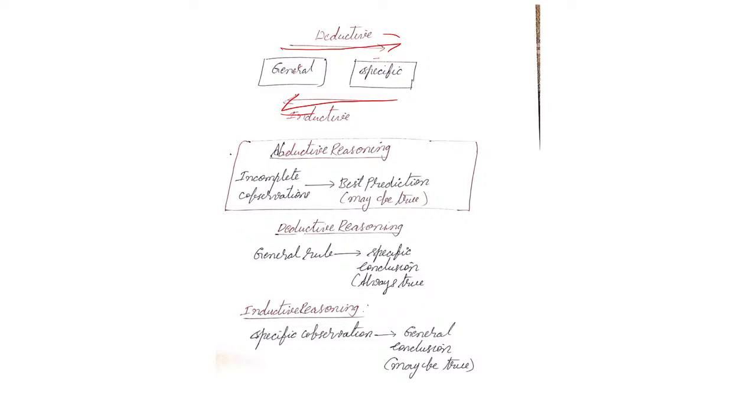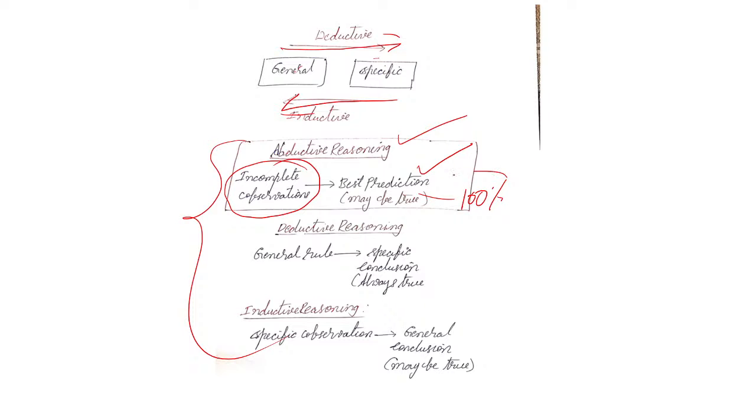Next, these are also very important. This is abductive reasoning, a new term. What is abductive reasoning? It is based on incomplete observations. By incomplete observation, we are just predicting the conclusion. It may or may not be 100% true, but since the observation itself is incomplete, we are just predicting the outcome. That is called abductive reasoning. What is deductive reasoning? General rule to specific conclusion.